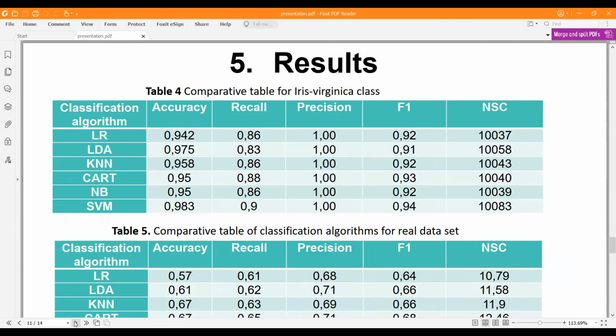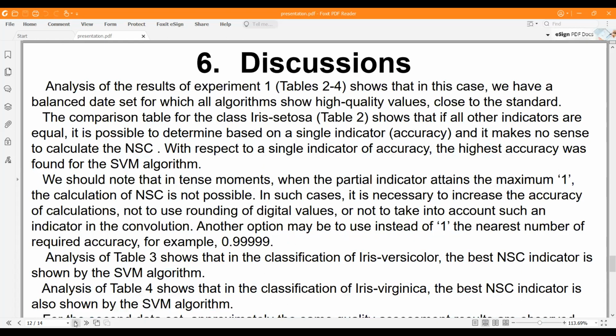Since the experiments were performed on a well-known data set, which was well balanced and tested, additional experiments were performed for two-class classification of a real data set with 1,000 or more copies. The results are summarized in table number 5. Analysis of the results of the experiments shows that in the case of a balanced data set, all algorithms show high quality values close to the standards.